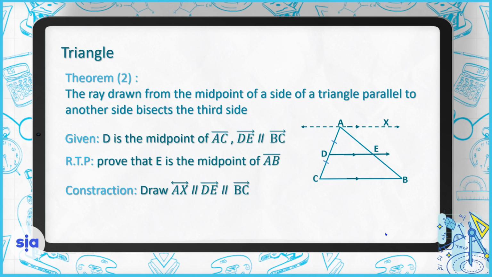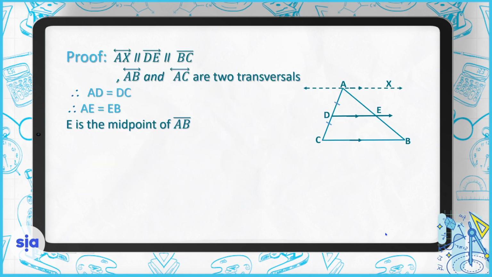We're going to draw a construction: AX is a straight line parallel to DE and also parallel to BC. Let's see how we're going to prove this. As we have AX parallel to DE and BC, therefore AB and AC are considered as two transversals. Since AD is equal to DC, therefore AE is equal to EB. As long as AE is equal to EB, therefore E is the midpoint of AB.